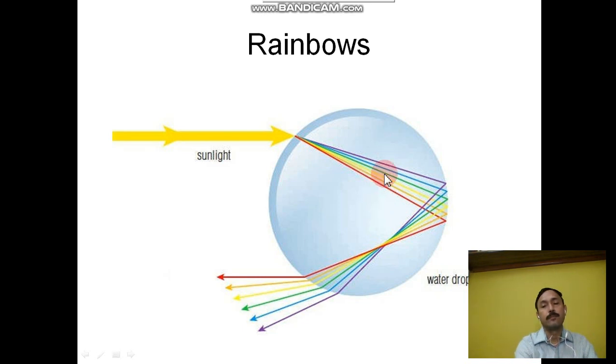What happens in the case of a prism? From this water droplet, the light is reflected, then again refracted, and then it comes to our eye. And these are the 7 distinct colors of the light that is formed from the water droplet during the formation of a rainbow.